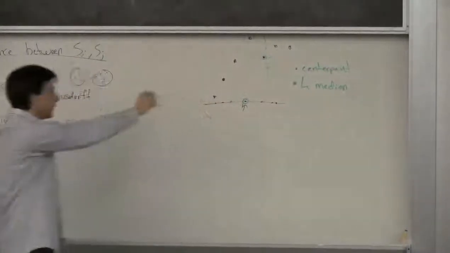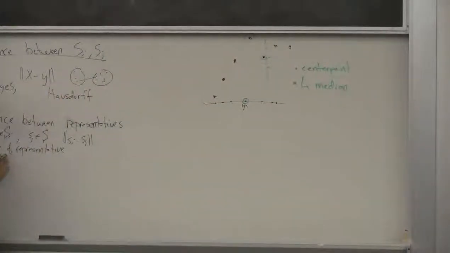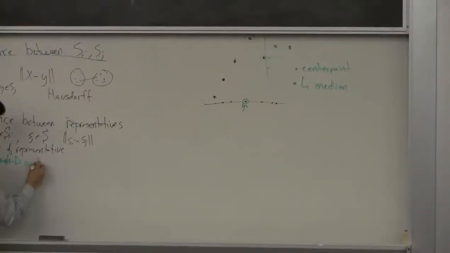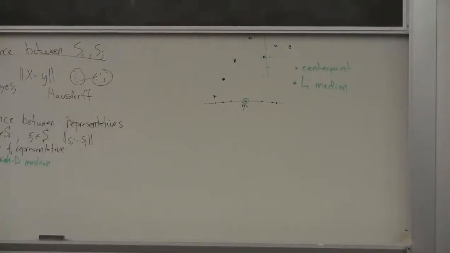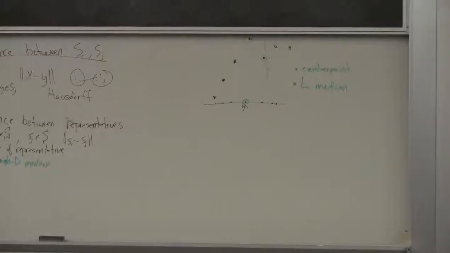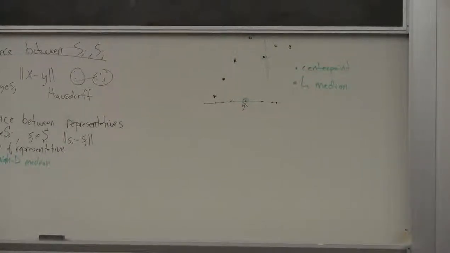But you could take either of these as your choice of representative. So you could say a high D median. Regarding clustering, the point that's closest to all of them is called the medoid. There's also an algorithm called K-median. It's very similar to K-means.